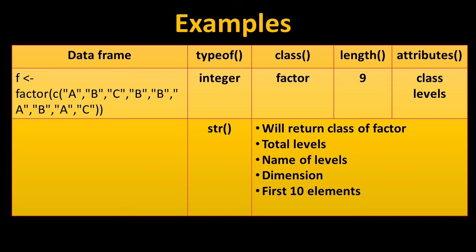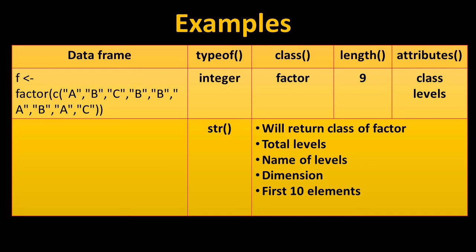Say for example, a factor f is created using the factor function having certain elements inside it. So the typeof function will return that f is integer, because in the memory of R, f is stored as integer, as a factor is generally used for creating categorical variables in R. The class function for f will return factor. Length is returning 9. That means it has 9 elements. Attributes will tell us the class of f and also the labels inside f.